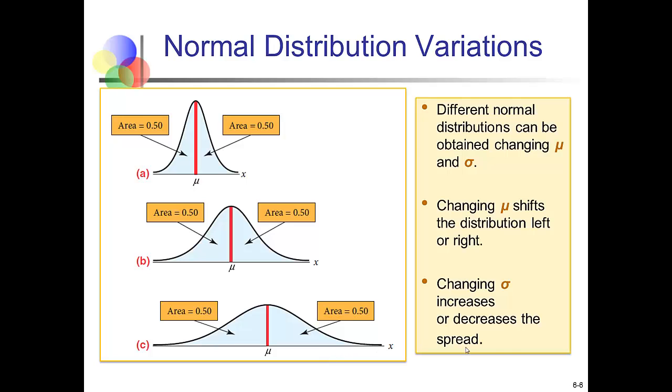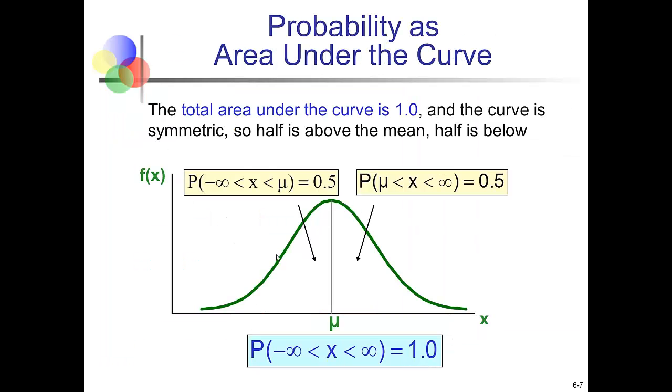The total area under the normal probability distribution curve has to add up to be 1, just like all of the other probability distributions that we've already talked about. Because this curve is symmetric, we know that half of the probability is to the left of the mean. So the probability of being less than the mean, or between negative infinity and the mean, is 1/2. The probability of being above the mean, between the mean and positive infinity, is also 1/2.